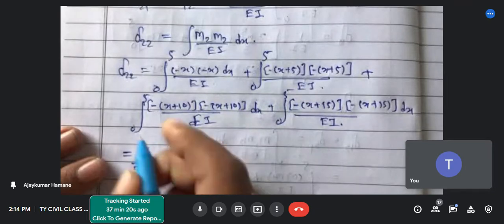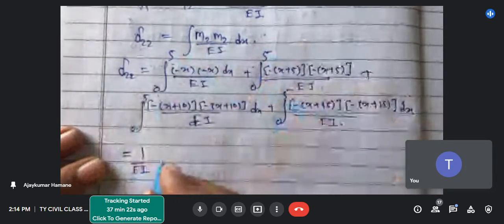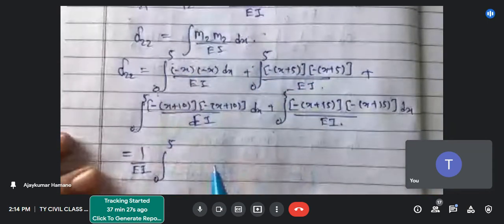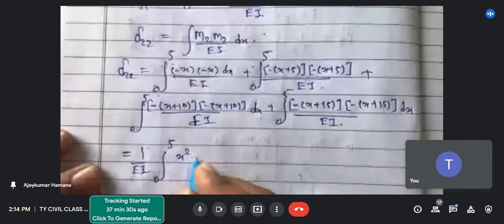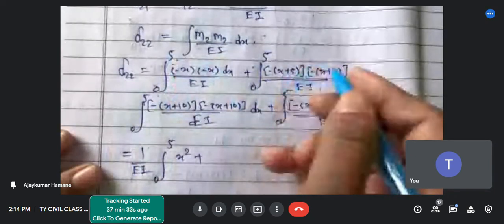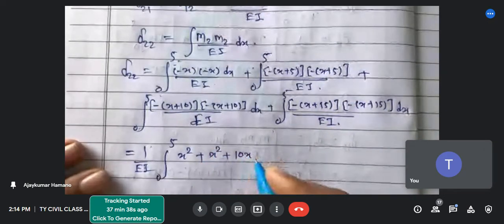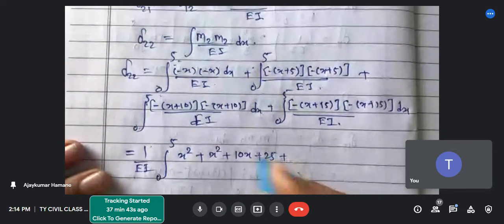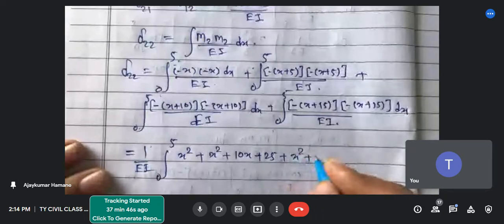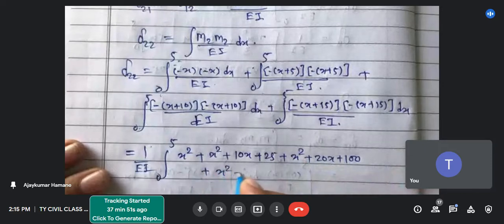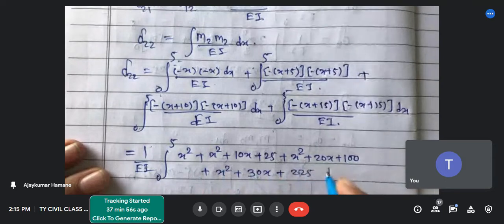1 by EI common, integration lower and upper limits are same, so I will take 0 to 5 common, minus minus becomes plus, not required to keep minus outside. So we have x square, this term here, x plus 5 square, that is x square plus 10x plus 25, plus x square plus 20x plus 100, plus x square plus 30x plus 225 dx.